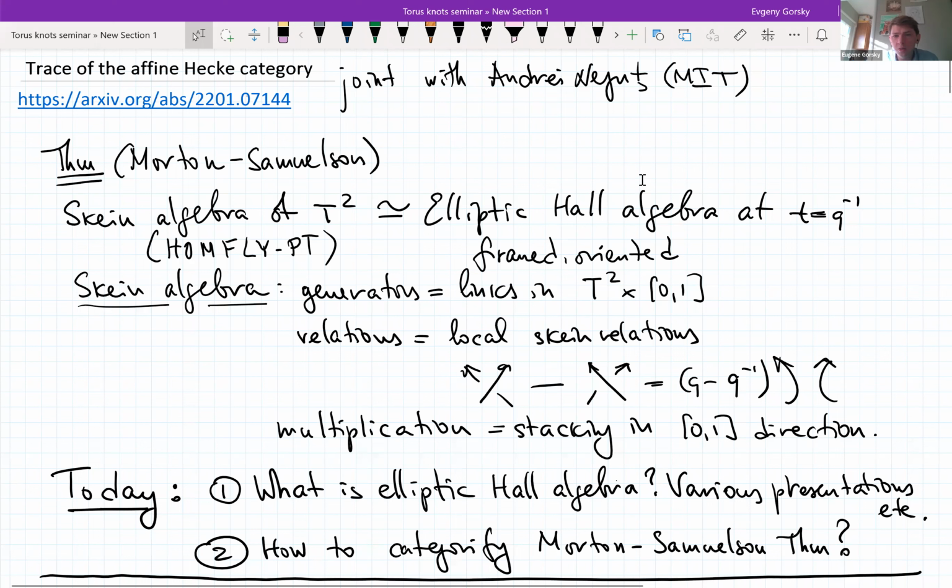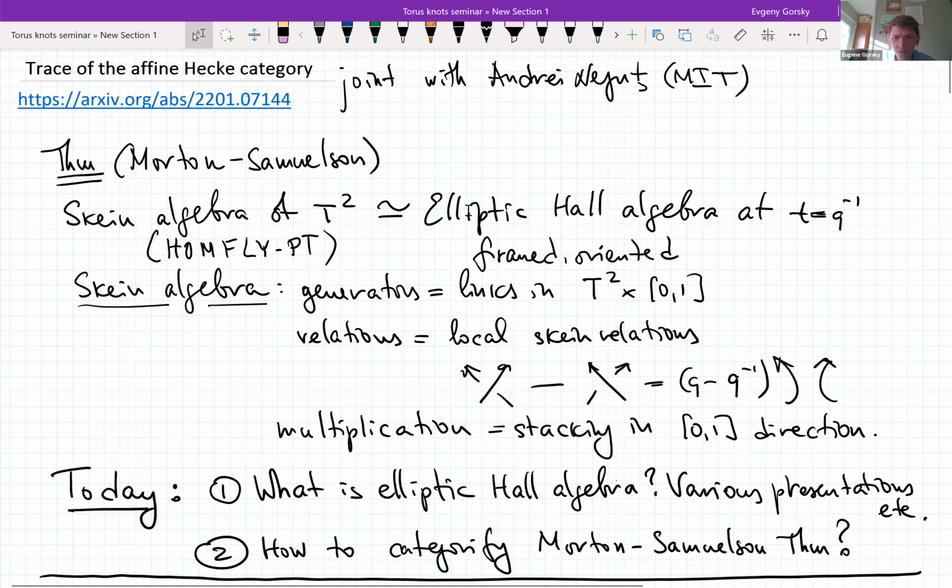Then I'll talk about what you expect on the right-hand side. Again, you need both parameters now visible, and there is some categorification going on, and what could be a statement relating these two categorical structures. We partially answer this question in the paper. So that's the plan.